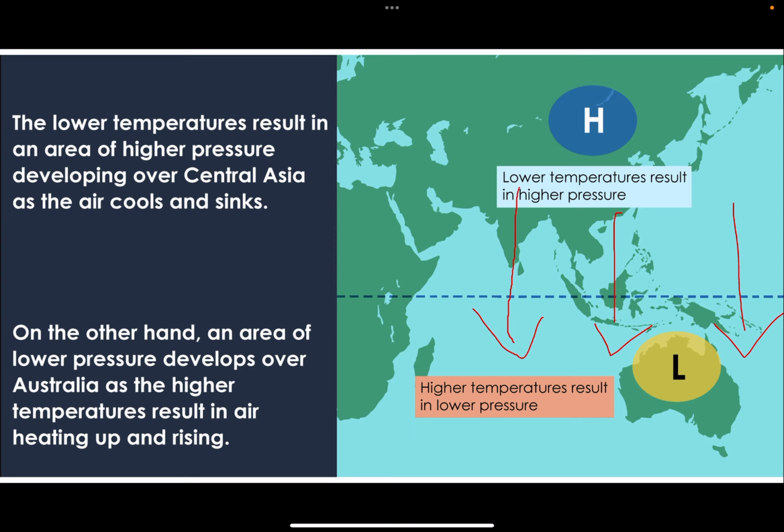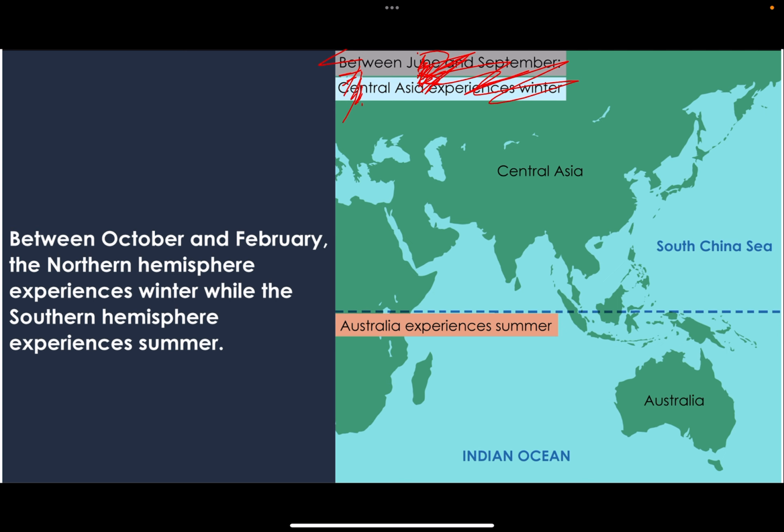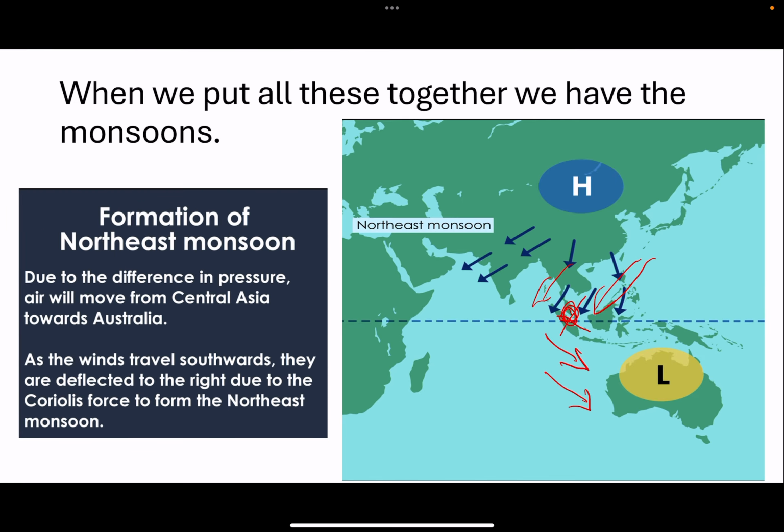Unfortunately, this is not the only force at play here. As the earth is spinning, the winds actually get deflected. So what you end up having is something like this. As it moves towards the equator, it deflects to the right. From the northern hemisphere, it's moved down, it deflects to the right.